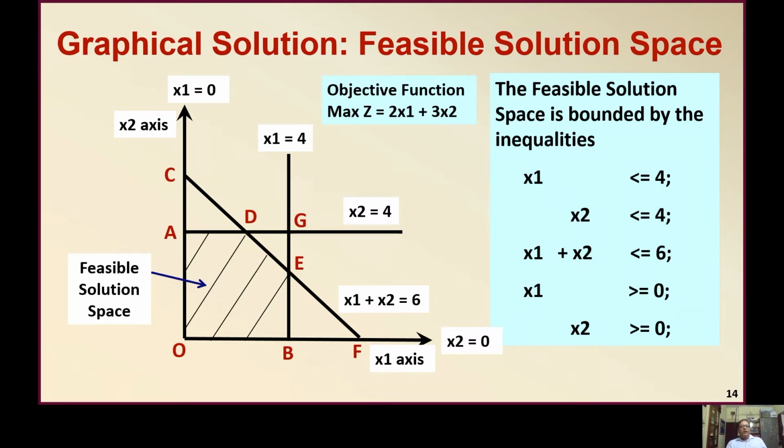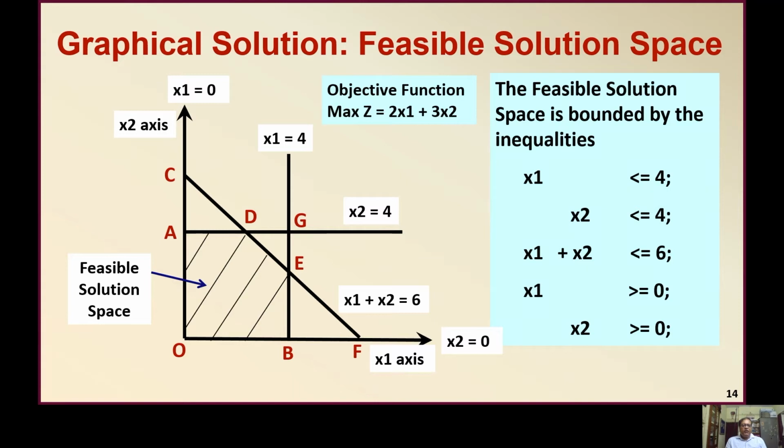But you see, these 5 are not the only corner points. There are other corner points in the solution space also. For example, C, where the x1 equal to 0 line and x1 plus x2 equal to 6, they have cut. Then we have another corner point F and another corner point G. I'll ask you a simple question. Are there only these 1, 2, 3, 4, 5, 6, 7, 8 corner points, or there could be more corner points available in this particular diagram?